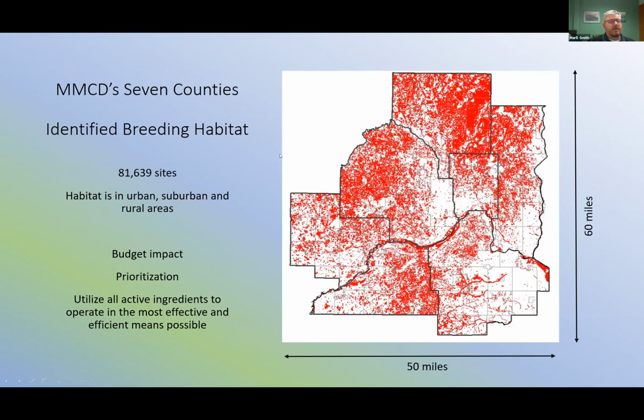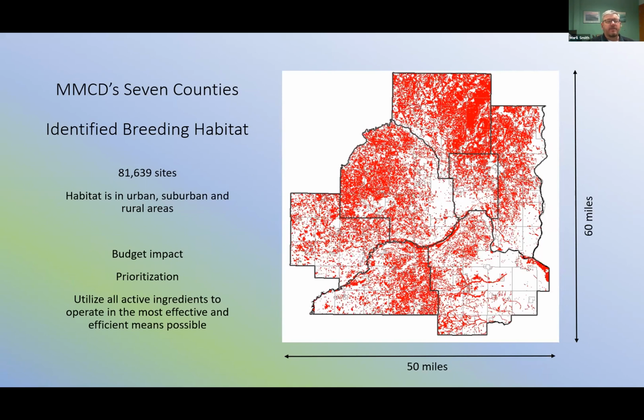What we have here is a map of our 7-county metropolitan area. You can see Minneapolis would be here and St. Paul there. Minnesota is known as the land of 10,000 lakes. I think it should also include that we're the land of 100,000 wetlands. So we have a lot of them in our district. We have identified about 81,000 different breeding sites, which can be seen in red. And that habitat is both urban in the core of our cities, working out to suburban, and in the far reaches of our district, we have more rural areas.